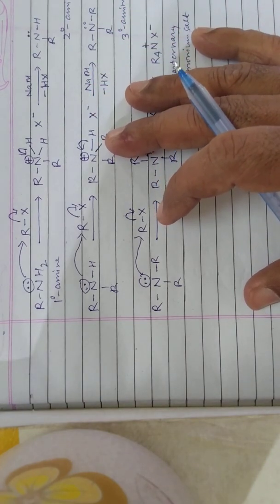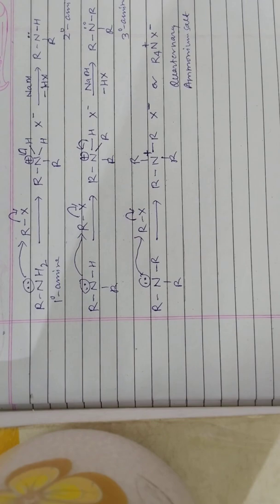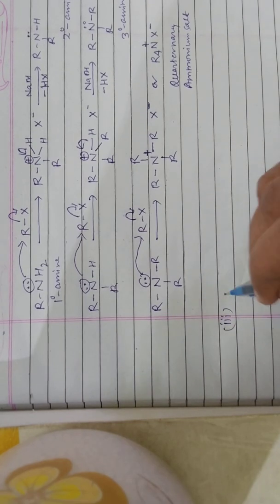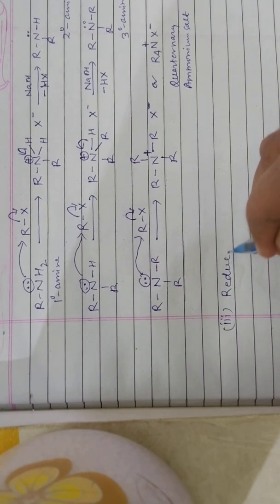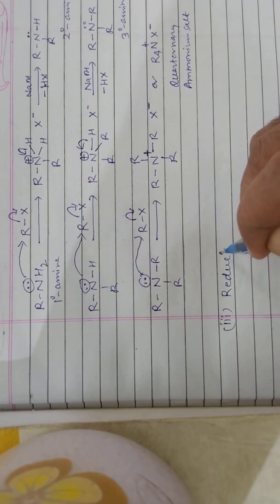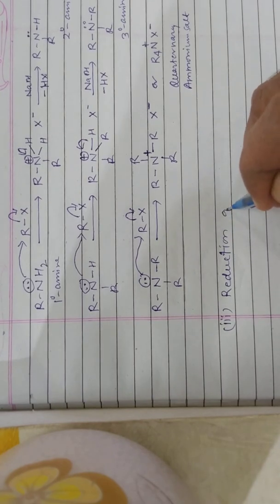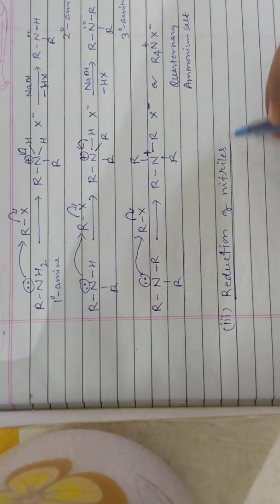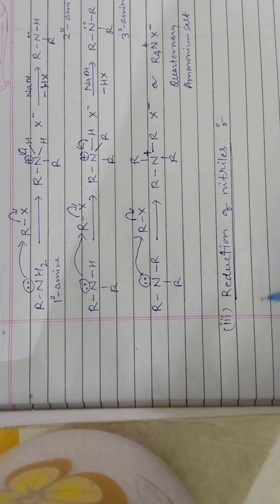Okay, now next we are moving to the reduction of nitriles. The next method is by reducing the nitriles, we can get the amines. Nitriles can be reduced. Here you see, this is a nitrile, the cyanide group is there.